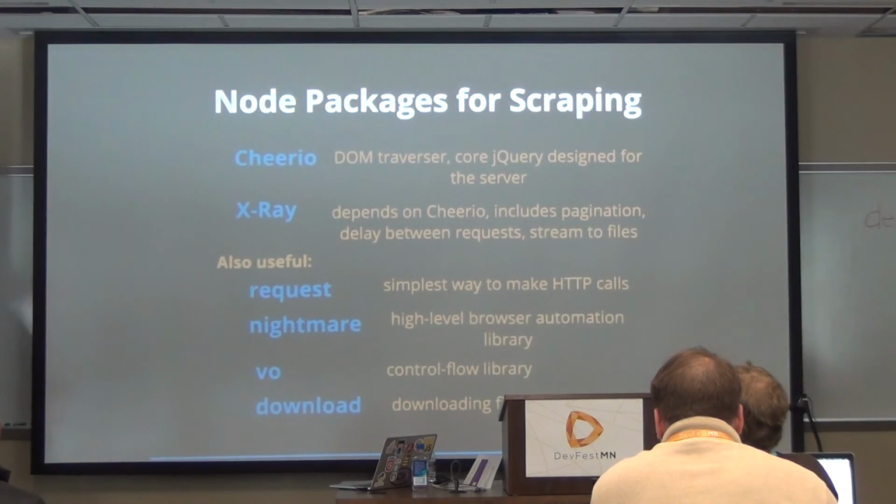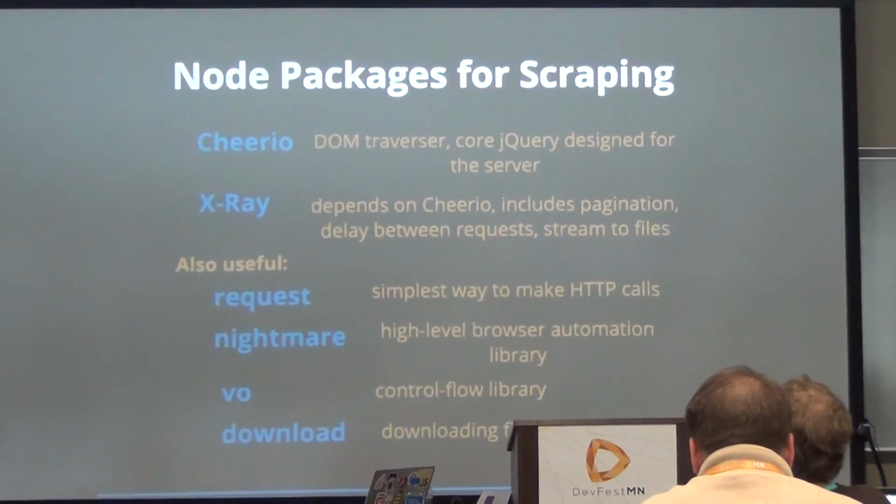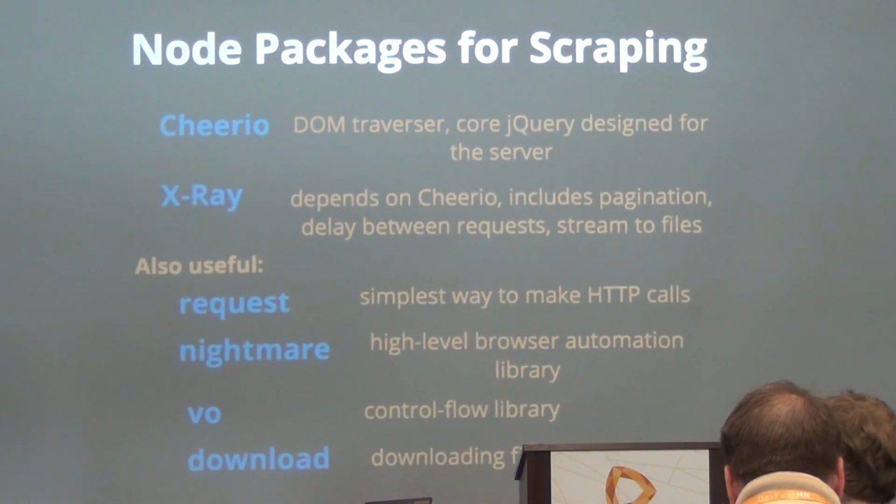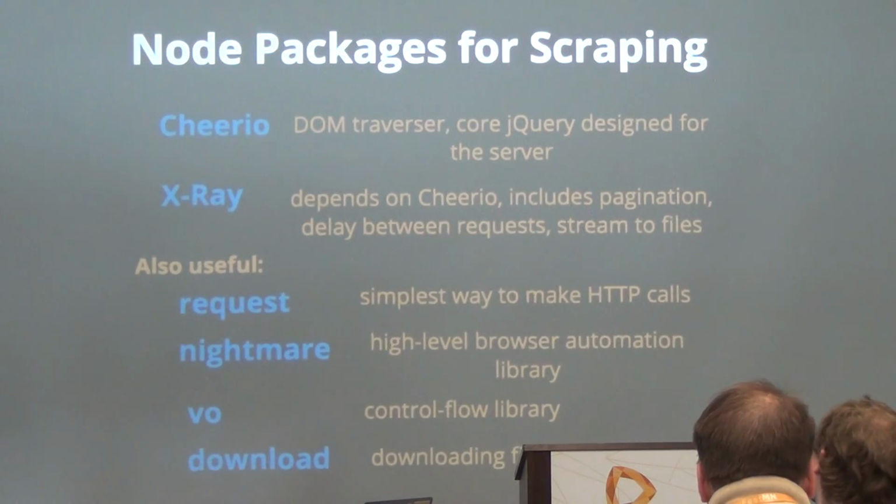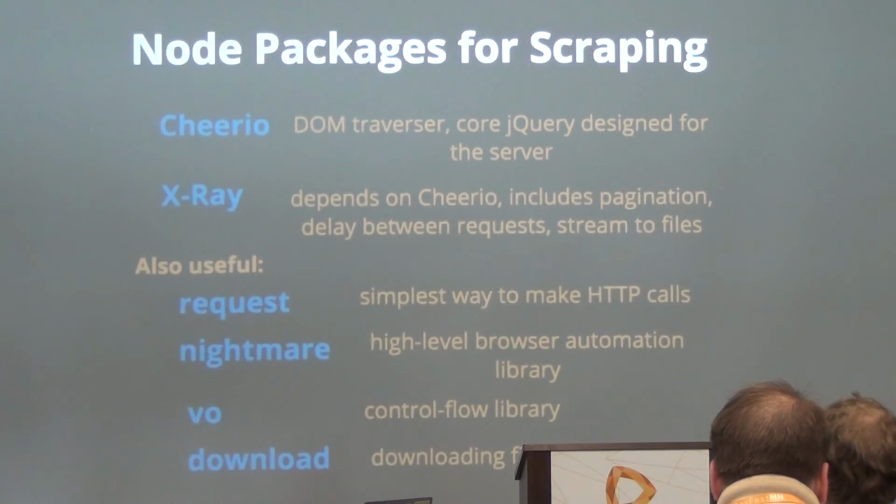So what I've done is node packages. We've got node packages for scraping. I found this, and does anybody use Egghead.io? Egghead.io is a good resource. As a matter of fact, I found these from them, Cheerio and X-Ray. Cheerio is the first one, which is basically jQuery for the server. So you can traverse the DOM, do a lot of selection and things like that. X-Ray is another one that uses Cheerio, but it also supports pagination, delayed requests, and streams to files. Obviously, if you're a node developer, check out request.